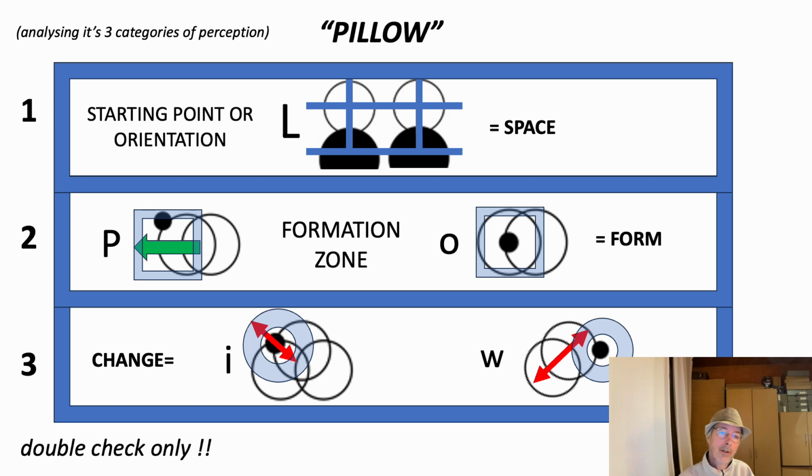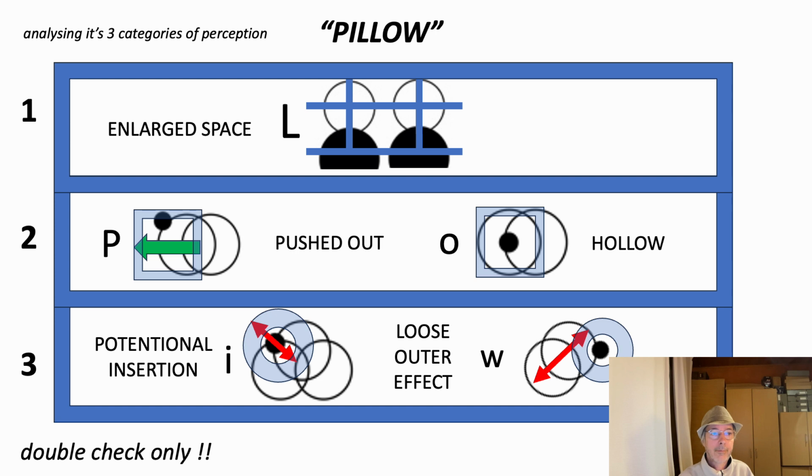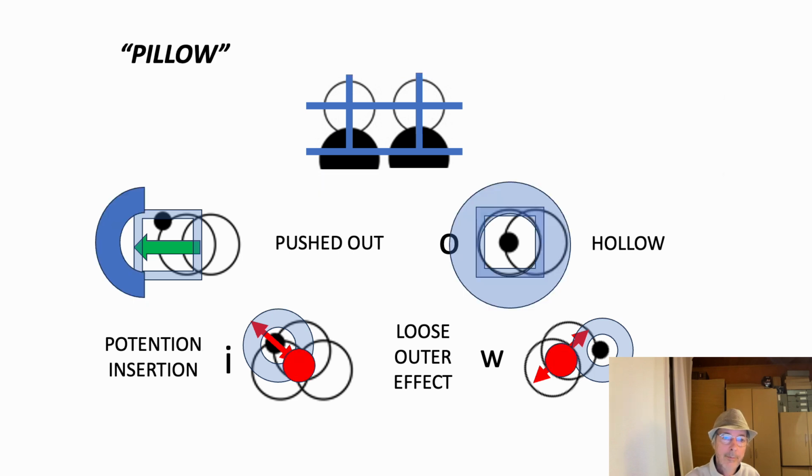This can be used as a kind of double check. It is best not to use it as a foundation to know what words are, because then it will be too intellectual and too rationalizing about what is really going on. So in other words, we have this enlarged space, something pushed out, something hollow, a potential insertion, and a looser outer effect. These are the qualities, the functions that are combined in the pillow.